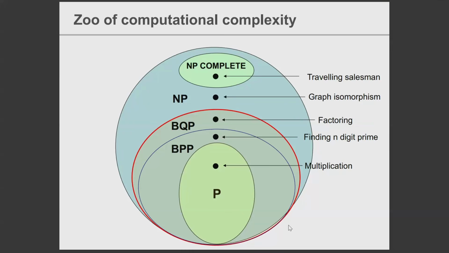But what I'm saying is that what is important here, BPP is a class of problems solvable by randomized classical algorithms. BQP is a class of essentially quantum algorithms. B stands for bounded probability, so the computer may deliver the answer only with a certain probability. You may want to run this computation several times.